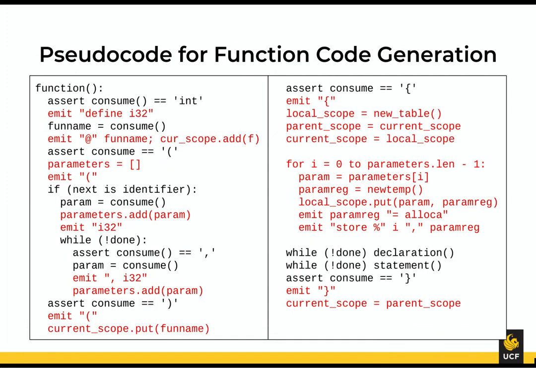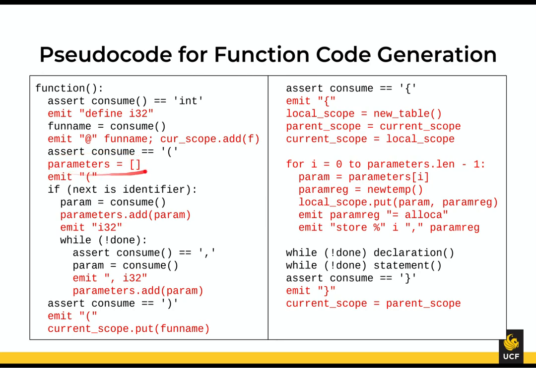Okay, and to handle the parameters, we want to do two things. We want to emit the equivalent LLVM parameters, which is just the LLVM types. We want to emit I32 for each of the parameters. But we also want to keep track of the names of the parameters, their names and their types, if you're doing the typed version. And because this is pseudocode, I can write this however I want.